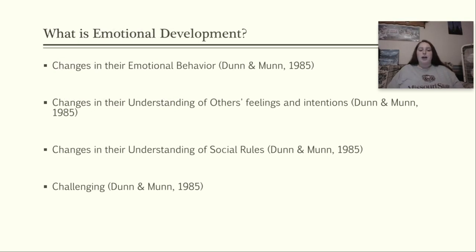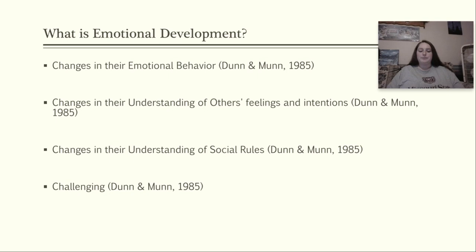Outside of the environmental, parental, and social influences, toddlers are exploring themselves and going through a period of great growth. While much overall growth is happening, there are 3 areas pinpointed to have a large influence on their emotional development: changes in their emotional behavior, changes in their understanding of others' feelings and intentions, and changes in their understanding of social rules.